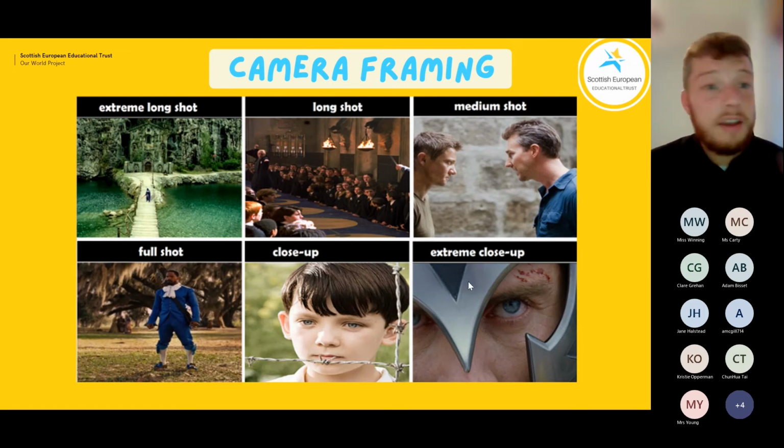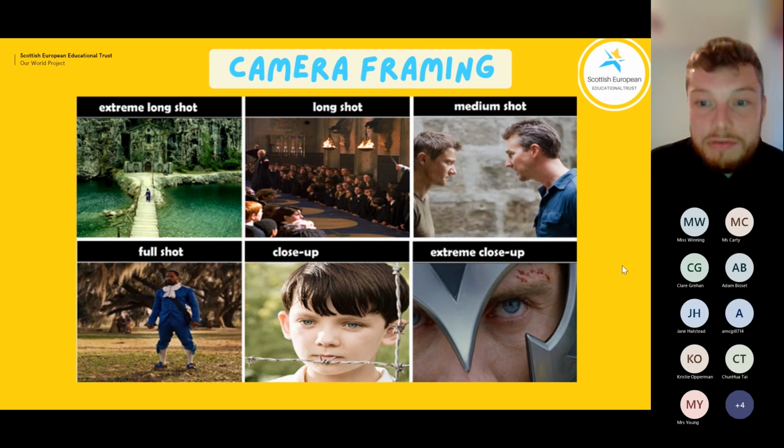You can see here in the top left, we've got an extreme long shot, which in storyboards is often abbreviated to ELS. They're often used to establish location at the beginning of a film or to emphasize isolation in some way. This example is taken from Star Wars, and it lets the viewer know where Darth Vader is, that he's alone, and knowing him, probably plotting something evil.